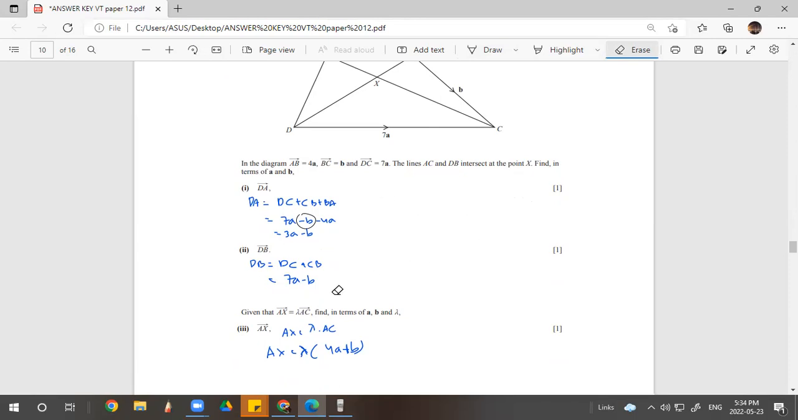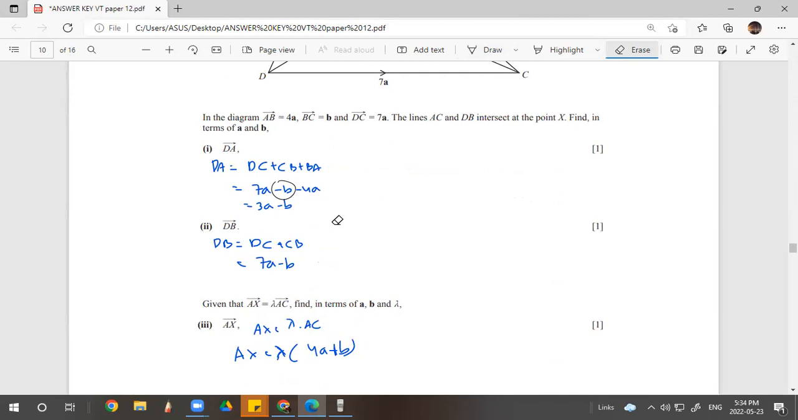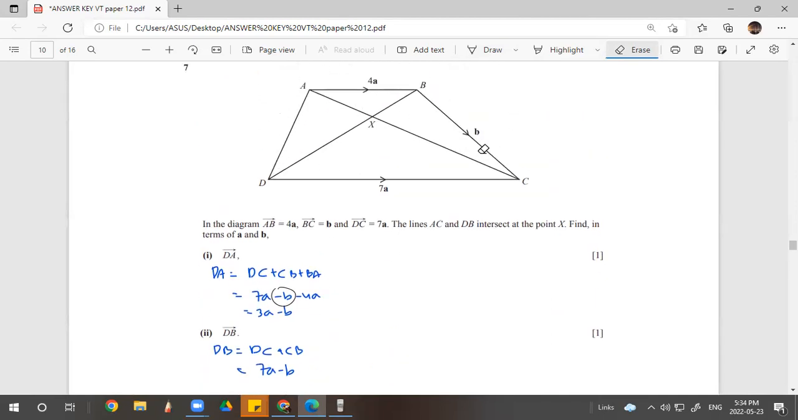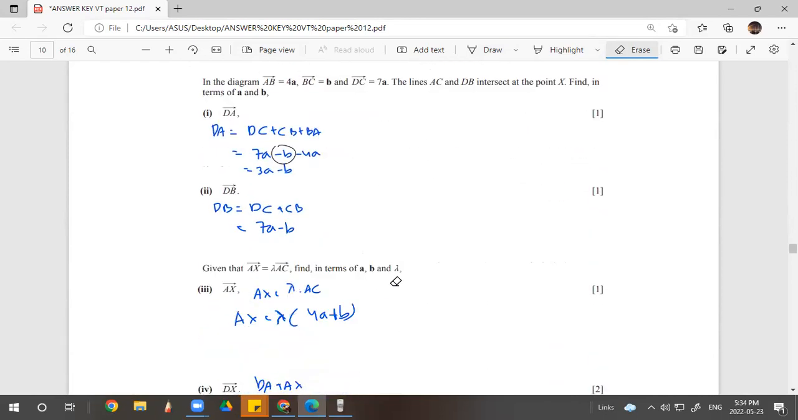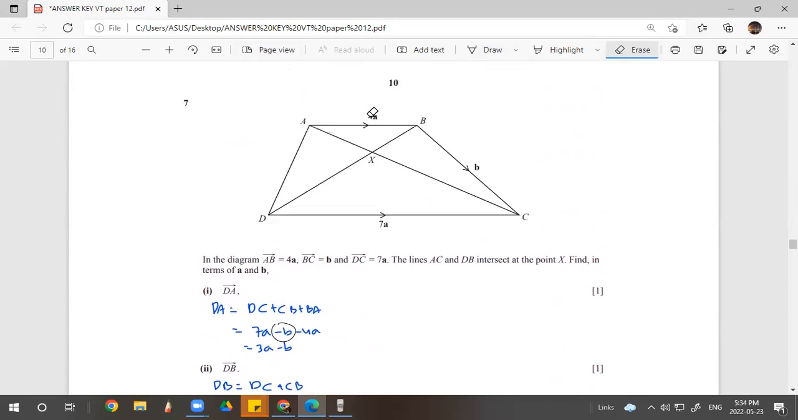It's easier. Given that AX equals lambda, this is the rule, lambda of AC. So what is AX? Unknown, right? But we know that AX is lambda times AC. So what is AC? AC is, wait, where is it? AC. Okay, there you go. AC is here.